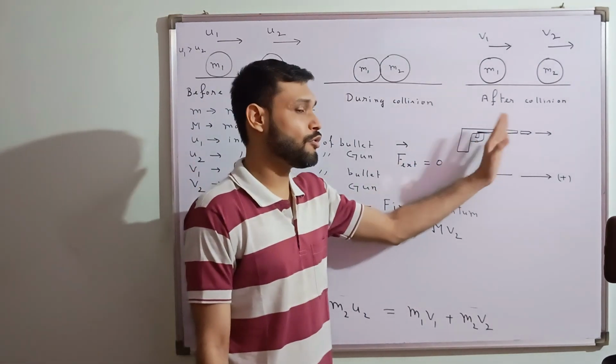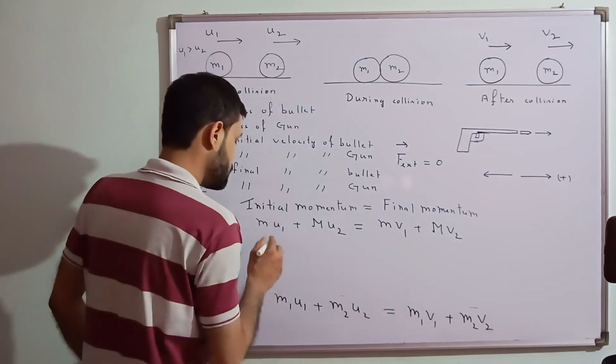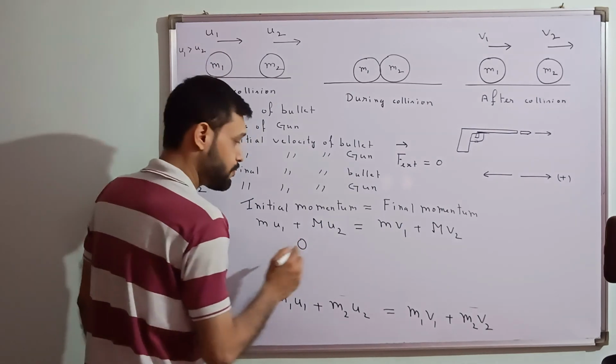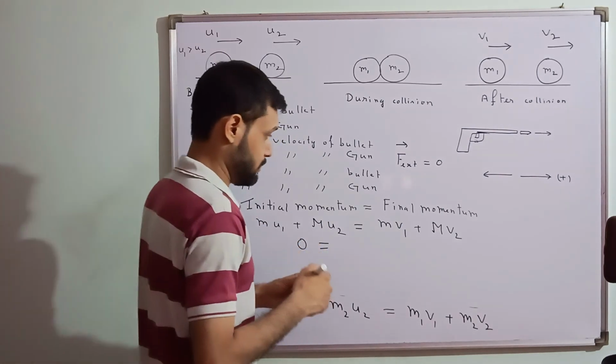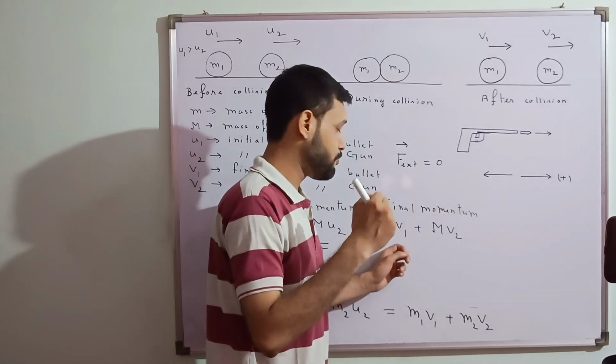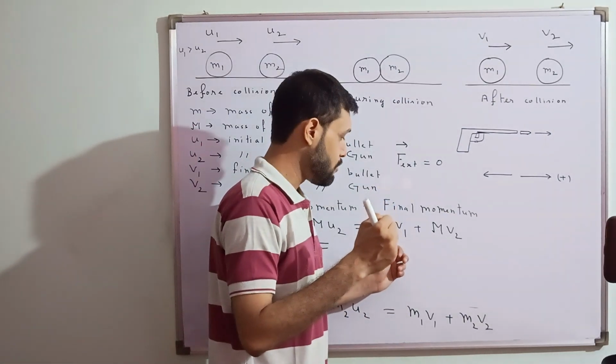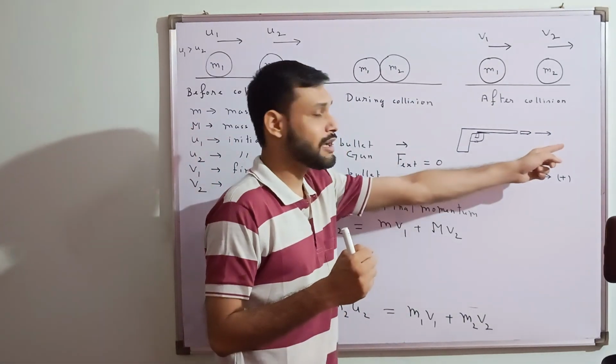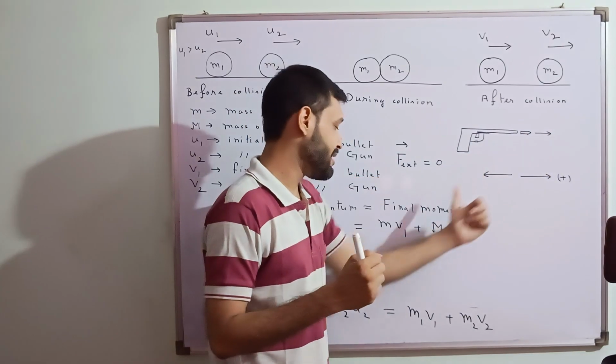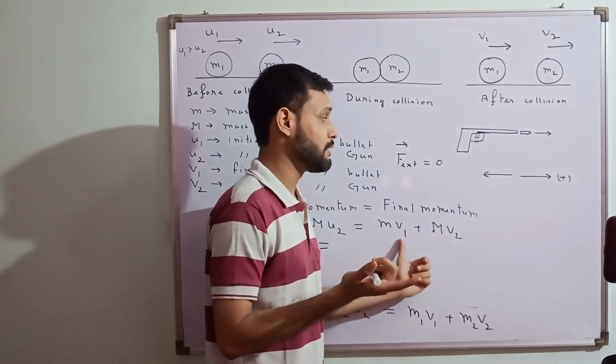Initially, the gun and the bullet both are at rest. They are not moving, so put 0 over here. This becomes 0. And finally, what is happening? Once you pull the trigger, the bullet will come out. That is the final velocity of the bullet, which we are considering as v1.